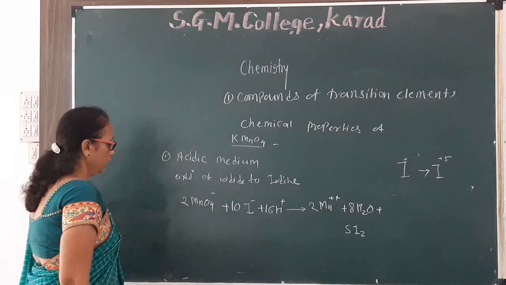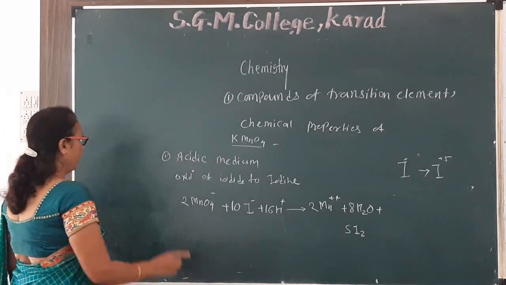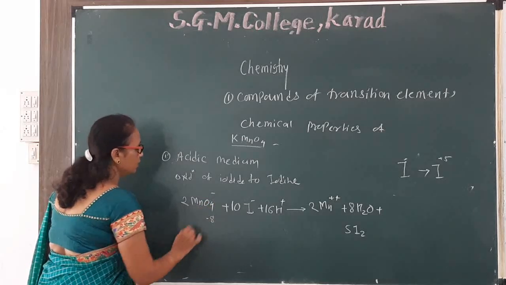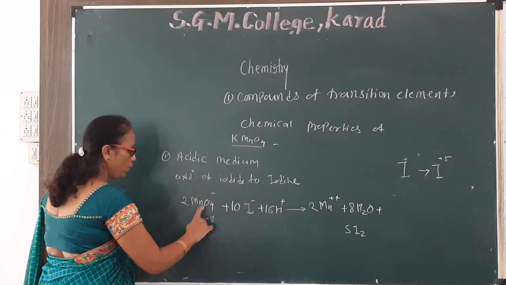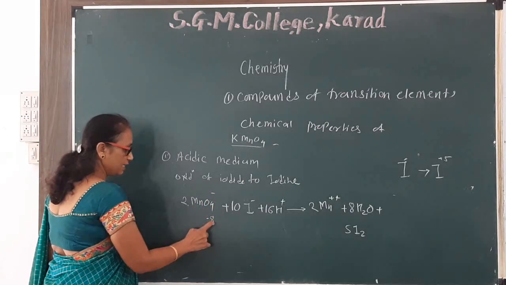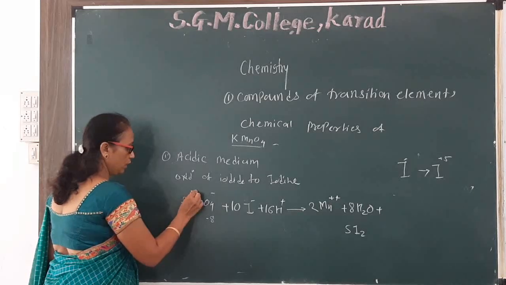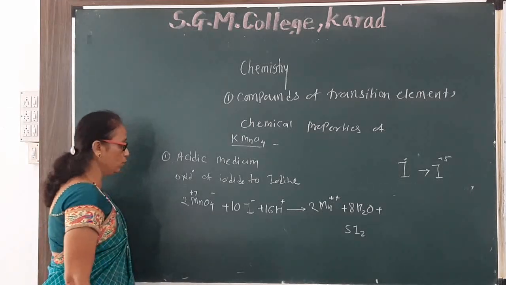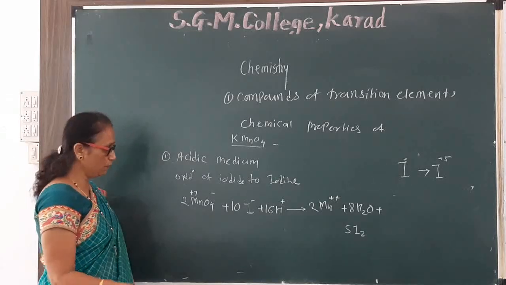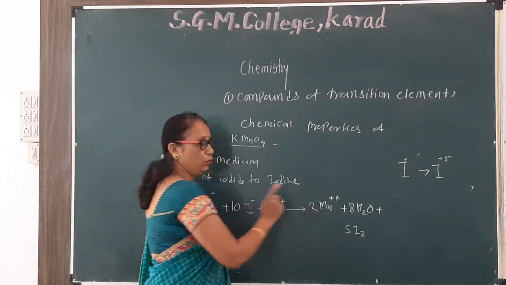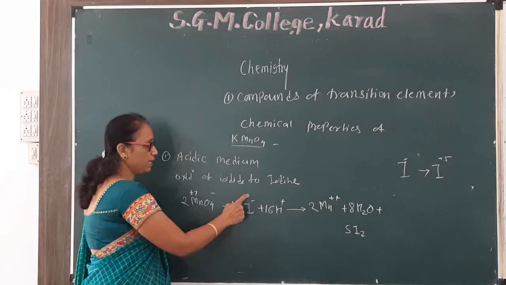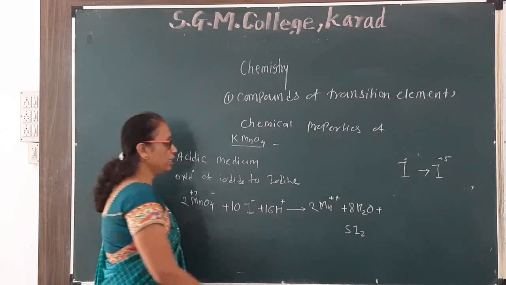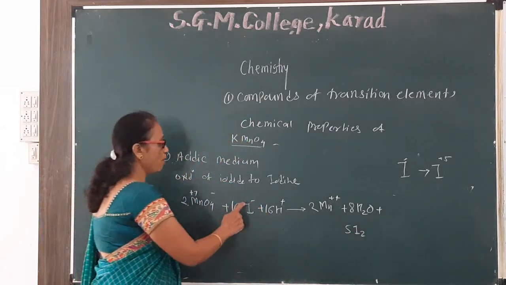Here consider the oxidation state of manganese. The oxidation state of oxygen is -2, therefore the total for O4 is -8. MnO4- is -1. Therefore, -8 plus 7 equals -1, so the oxidation state of manganese is +7. As I already told you, the oxidation state of manganese in acidic medium changes from +7 to +2. Here the oxidation state of I is -1. Here 5 I2. In the elementary state, the oxidation state of iodine is 0, which means it increases from -1 to 0.